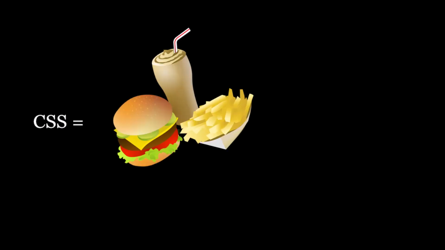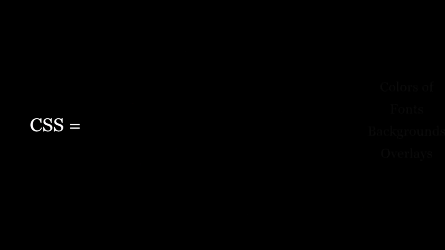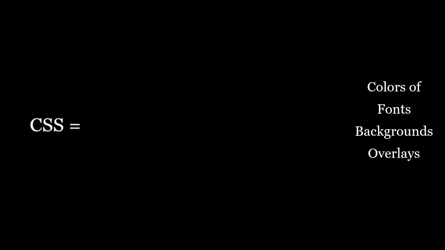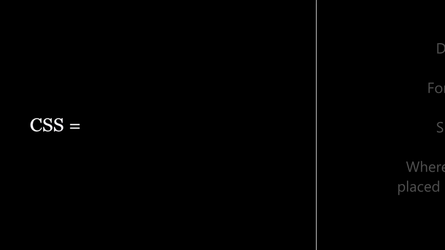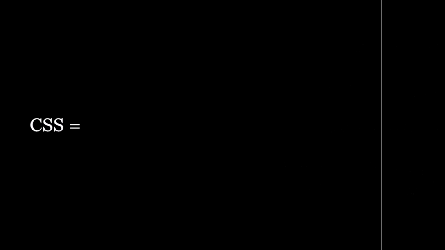WordPress uses CSS to style that content. Just like each recipe defines the style of the food, such as American, Mexican, Italian, the CSS style sheet tells the computer how to dress up the website. CSS controls colors of the backgrounds, fonts, and overlays. It tells the computer what style of font to use. It also helps define spacing and placement of the content.